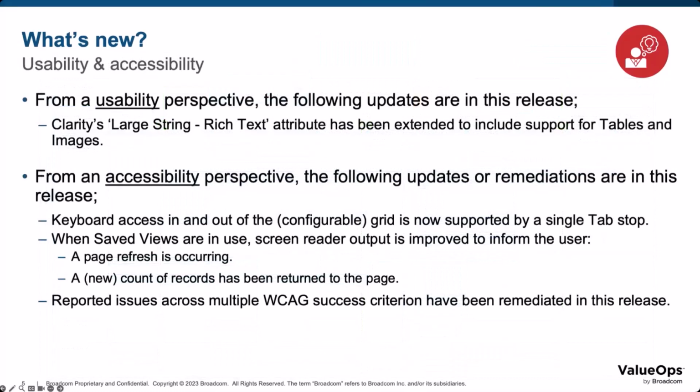So what's new? From a usability perspective, the following updates are included in this release. As a reminder, Clarity's large string rich text attribute was updated to use the same tooling as Rally in the 16.1.2 release that was delivered in May. In this release, Clarity's large string rich text attribute has been extended to include support for tables and images.